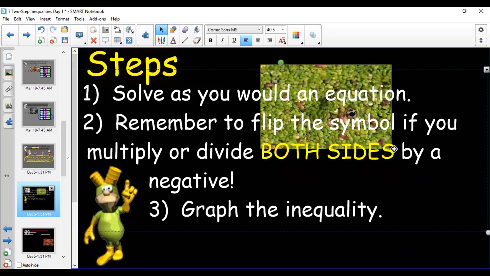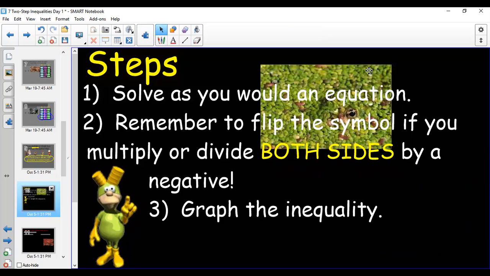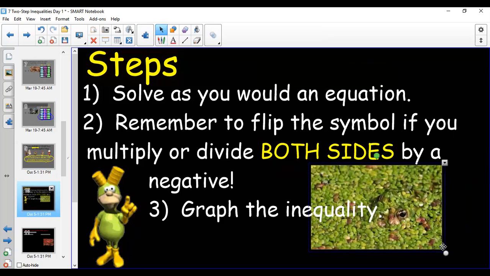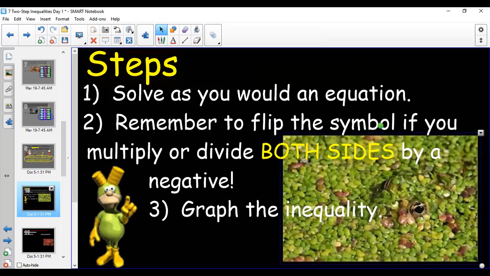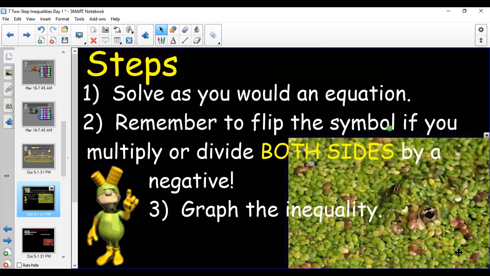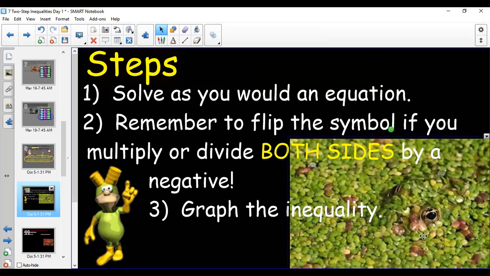And I was wondering how many of you could figure out what picture is hiding in the water here. If you couldn't figure it out, that's a frog there in the picture.